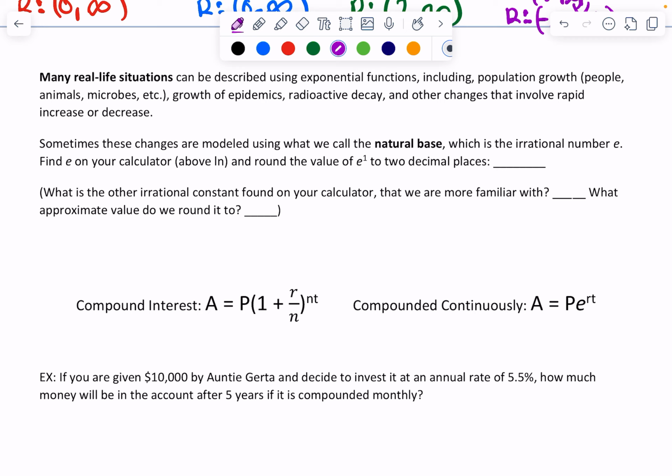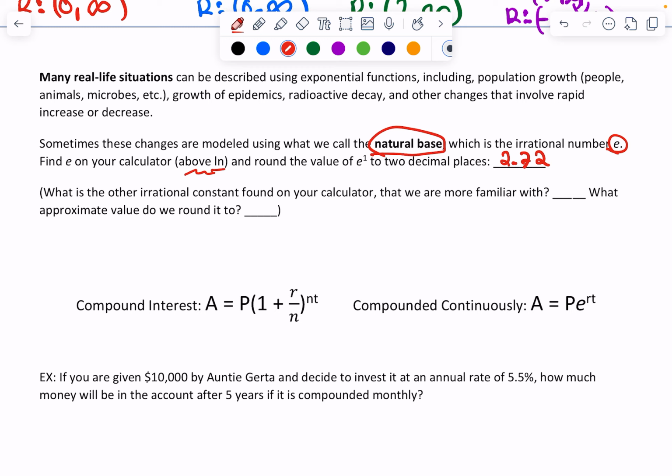Sometimes these changes are modeled using what we call the natural base, which is the irrational number e. Find e on your calculator. It is above ln. Round the value of e to the power of 1 to 2 decimal places. So when you do e to the power of 1, it's going to be 2.72.